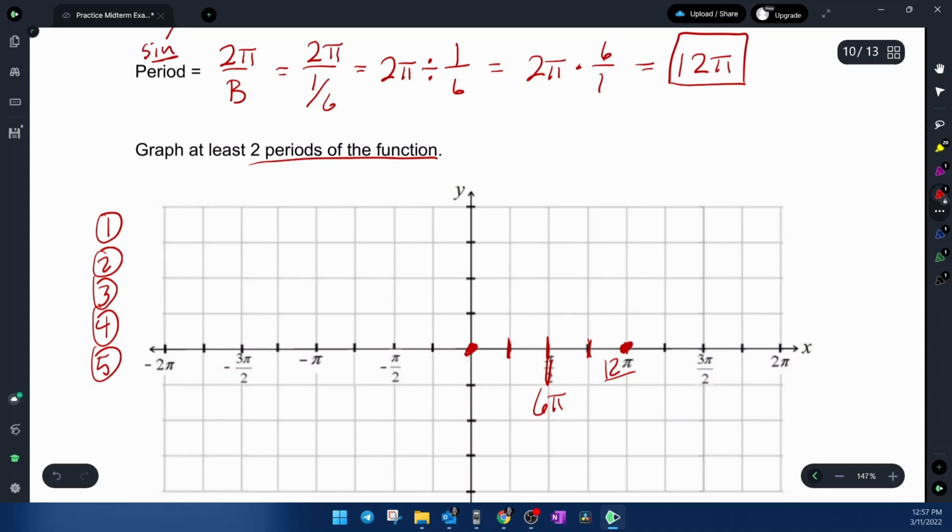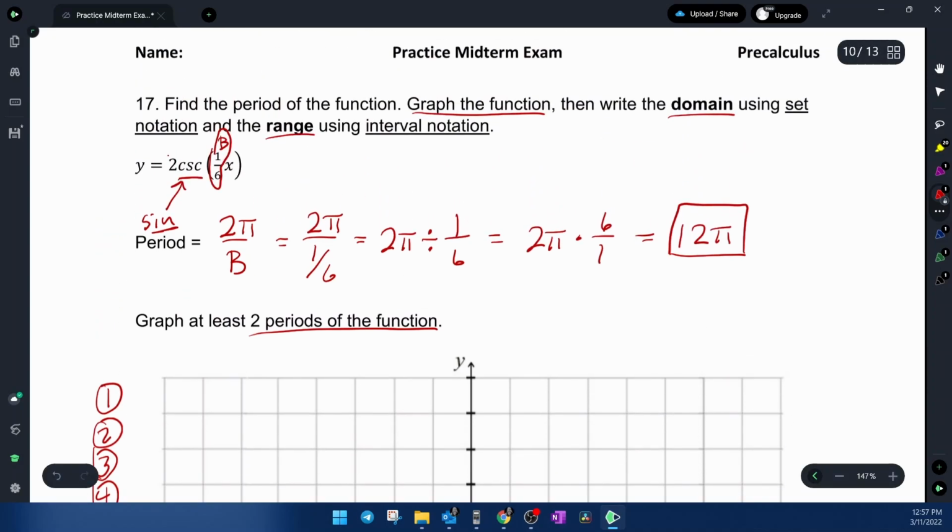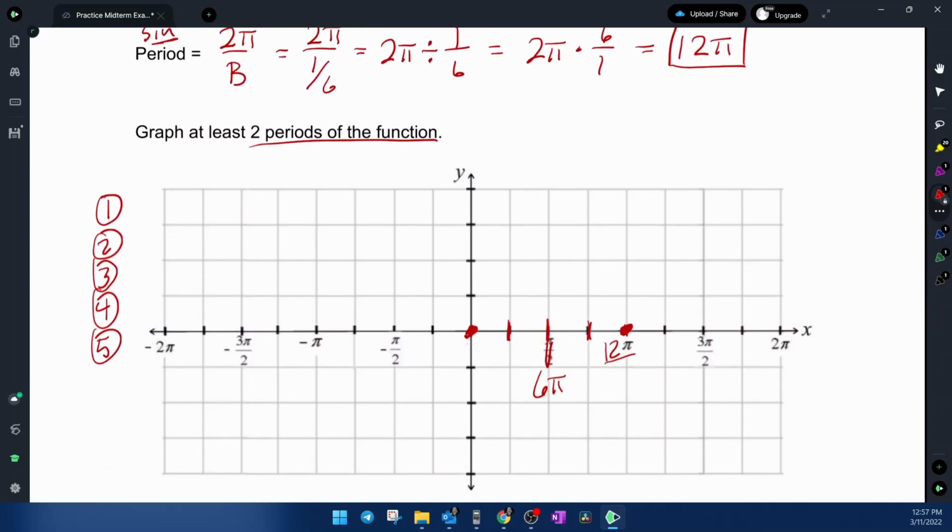Step number 5, lay out your points. Sine starts at the origin. And since the lead coefficient was positive, that means that I would go up to positive 2 first, and then back to the x-axis, and then to negative 2, and then back to the x-axis. Now, if this were a sine function, we would connect the dots and make a sine wave, but it is a cosecant, so that's where step number 6 deviates.